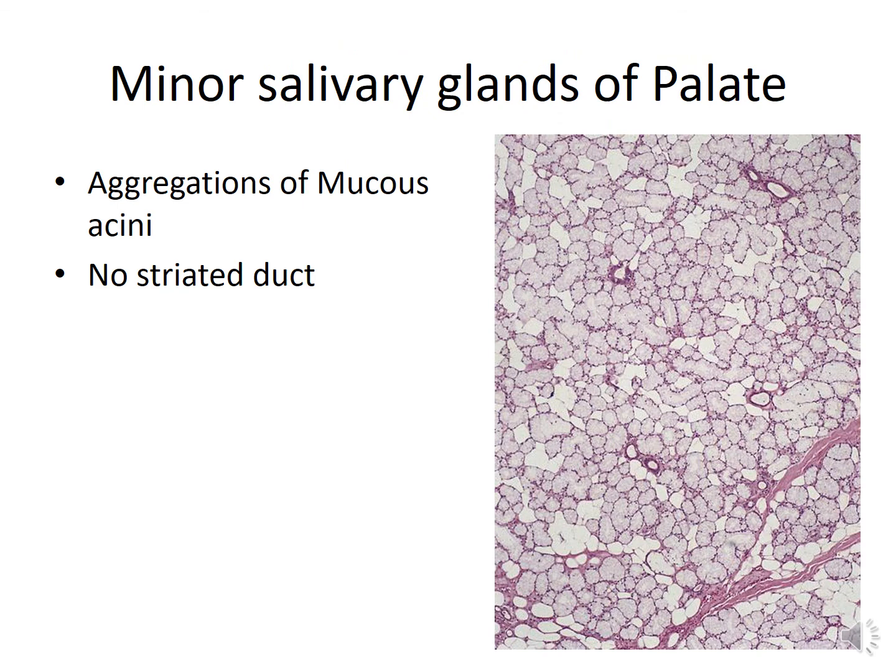Minor salivary glands are aggregates of mucus acini or mucoserous acini, and there are no striated ducts, only intercalated ducts are present, and they open through small ducts into the oral cavity, and they are usually not encapsulated.